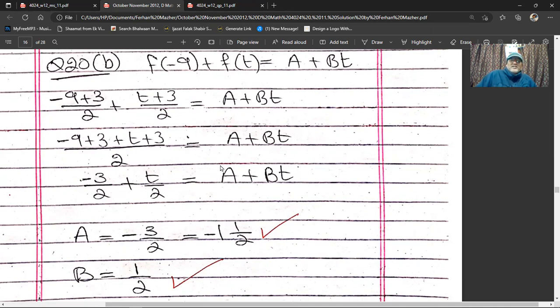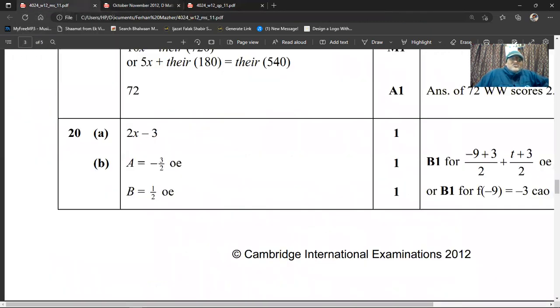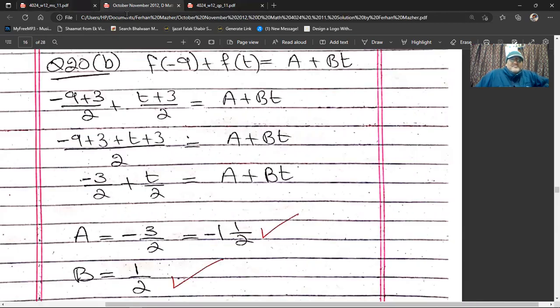So when you compare it, it means a is equal to minus 3 by 2, and b is 1 by 2. So a is minus 3 by 2, which means minus 1 whole 1 by 2, and b is 1 by 2. So hopefully you understand how this is done. Question number 20 is B part, minus 3 by 2 and 1 by 2. Our answer is right.